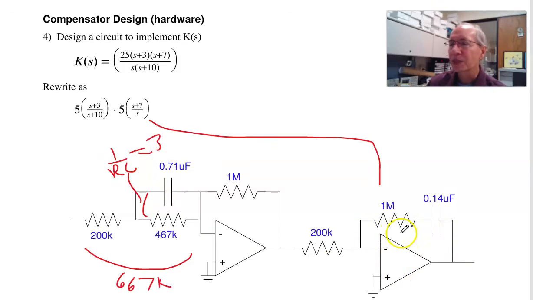For the PI compensator, I've got 3 degrees of freedom, 2 constraints, so pick one at random. I'll let this be 1 meg. Then as S goes to infinity, the gain is 5. S goes to infinity, this is a short, that's 200K. And then for this combination, that's the 0. Here, 1 over RC is 7. Solve for C, I get 0.14 microfarads. So that is test number 2 for ECE 461.